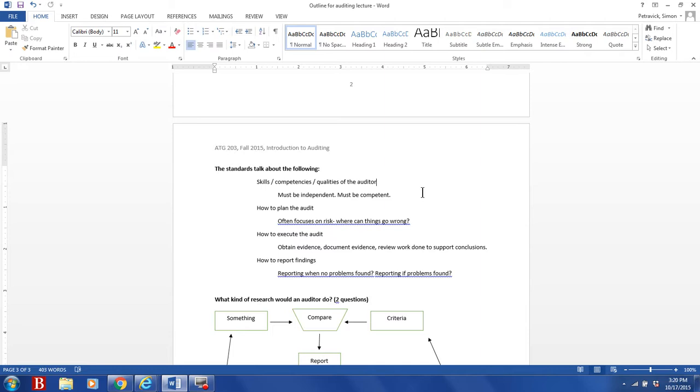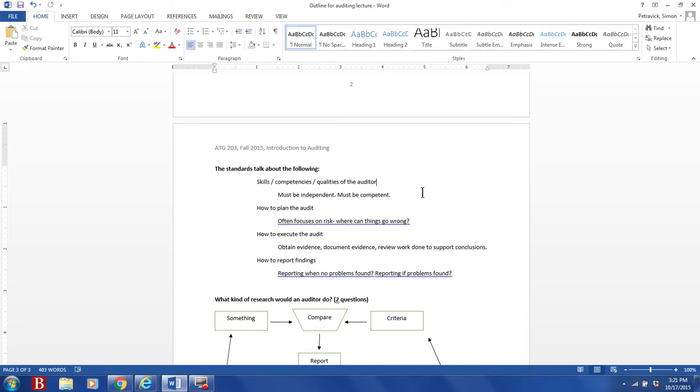Once we've decided on our plan and what we're going to look at, we also then need to have some idea on how to execute the audit. And so the auditing standards talk about what kind of evidence could be obtained to show activities comply with the criteria. It talks about how you would document the fact that you did your work.